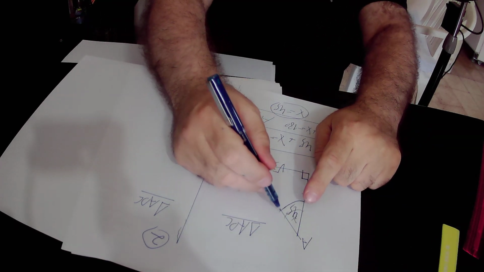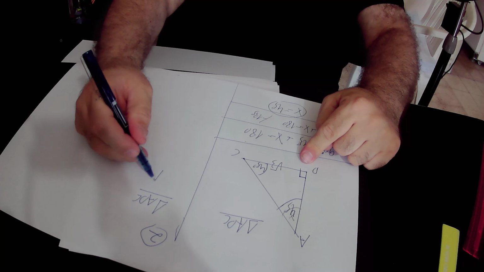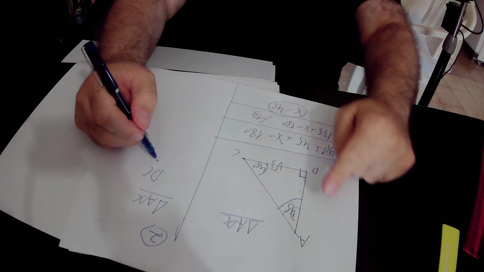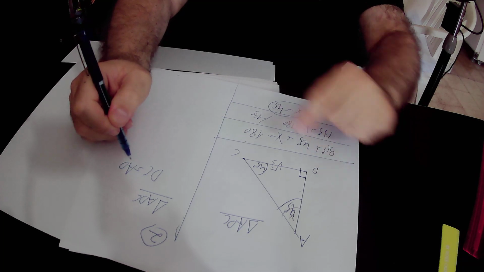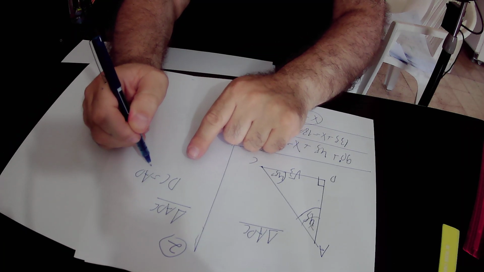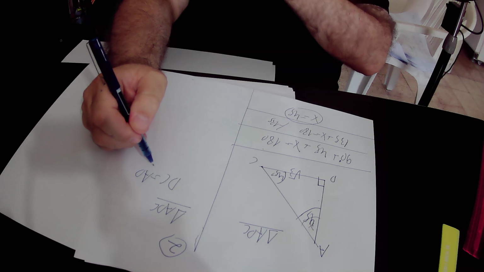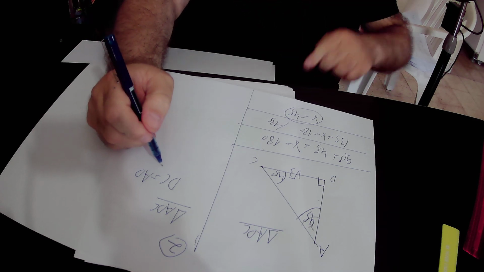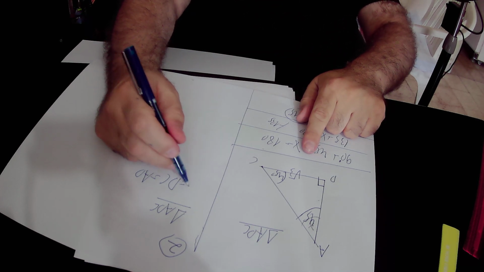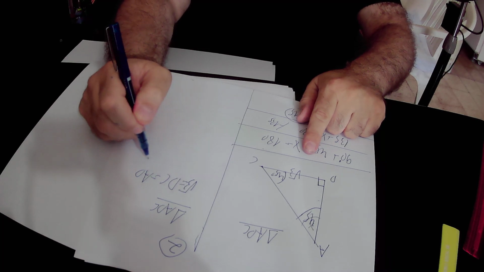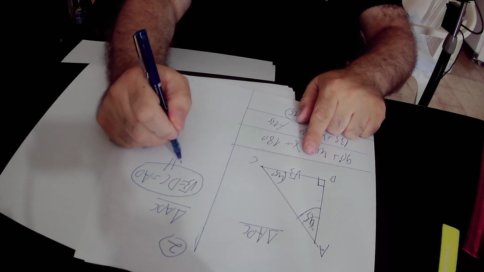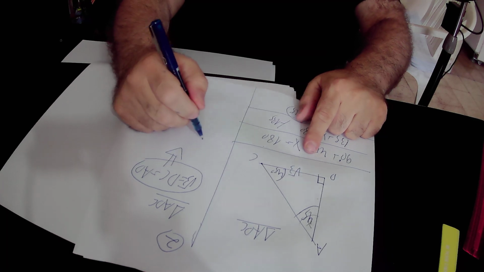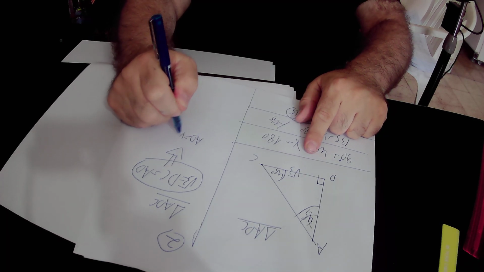In front of this angle, we have side DC. In front of this angle, we have side AD, and those two sides must be equal to each other because they are located in front of equal angles. So DC equals AD, but we have only found out that DC equals square root of 3 units. So from this equation, square root of 3 equals DC equals AD, we derive that AD is also equal to square root of 3 units.